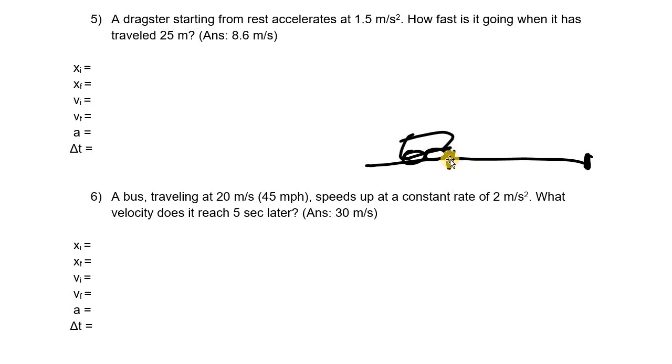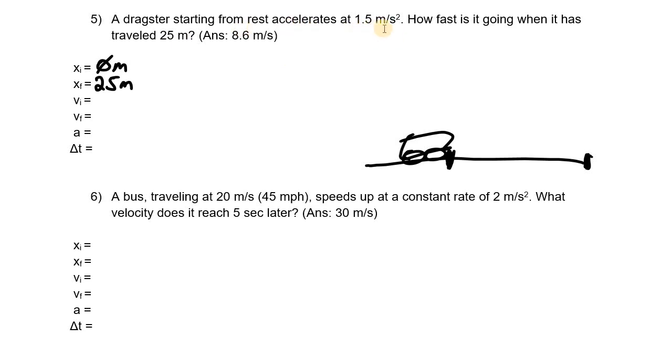If it's starting right here, what are we going to say that the initial position is? Hey, this is getting a lot more common, right? We're going to see this a lot unless it really specifies what the initial position is. Okay, and what's the final position? Well, we know it has traveled 25 meters. So that's a good indicator to us that that's our final position.